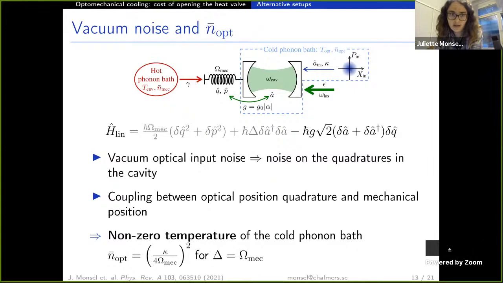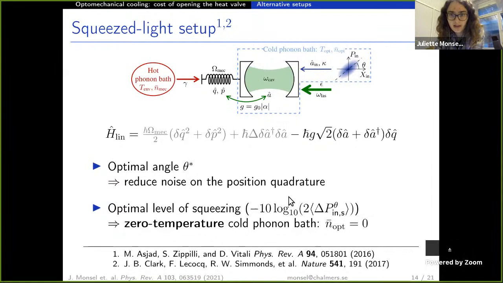So this was proposed in this article here. And what we can do then is to choose the angle of the squeezing so that the squeeze quadrature is the one that minimizes the noise on the position quadrature of the cavity that couples to the mechanics. And if we also optimize the squeezing level, what we can get is a zero temperature cold phonon bath, and therefore a lower phonon number, lower temperature in the mechanics. So that's one way of improving the cooling.